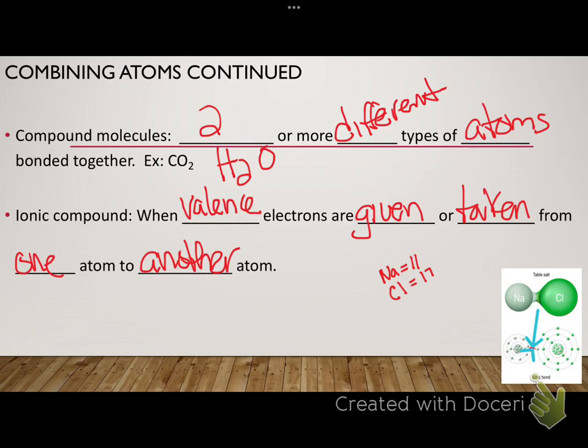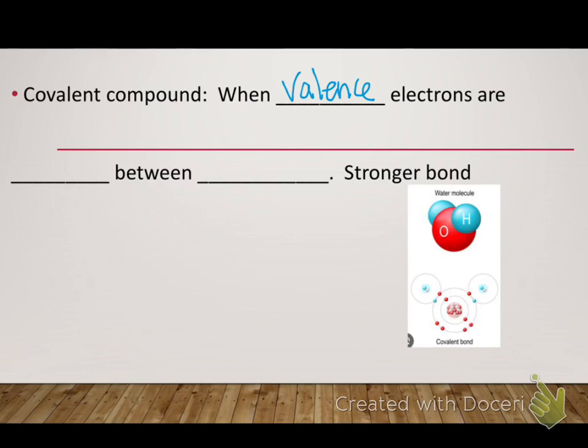Okay, let me zoom back to normal size here. So that's ionic, when it's given or taken. Sodium gives it to chloride, chloride takes that extra 1. Then we have covalent compounds, and that's when the valence electrons are shared between atoms. This creates a stronger bond because they're sharing them and it's holding them tighter together.